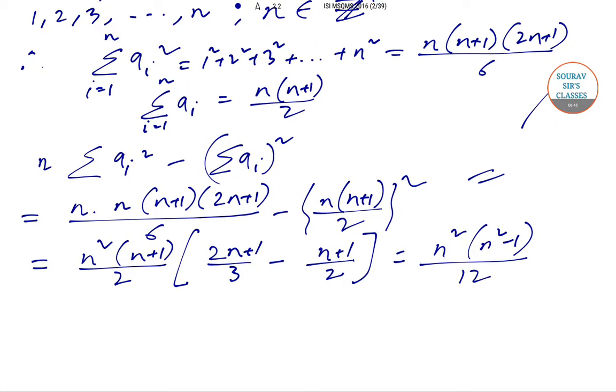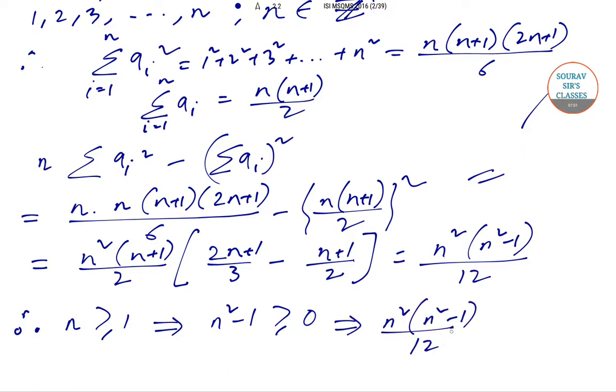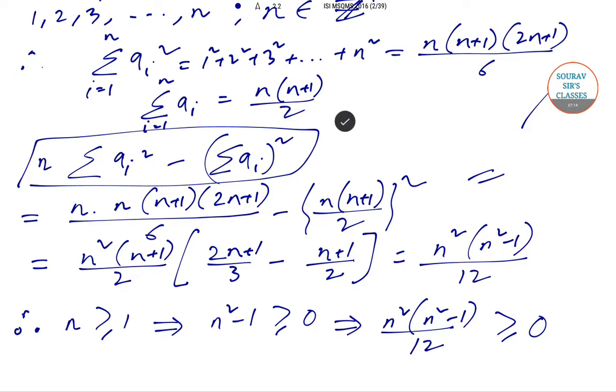Now we know that n is a positive integer, so n is greater than or equal to 1, and in that case n square minus 1 is greater than or equal to 0. This implies that n square into (n square minus 1) by 12 is always greater than or equal to 0, and thereby the expression that we have taken into consideration is also greater than or equal to 0. So the correct option is option A.